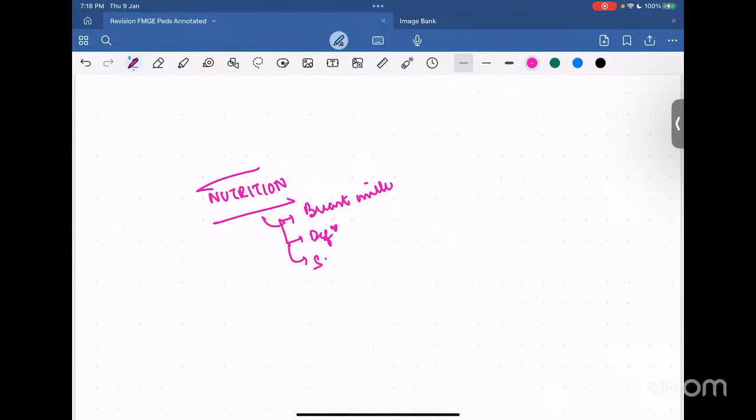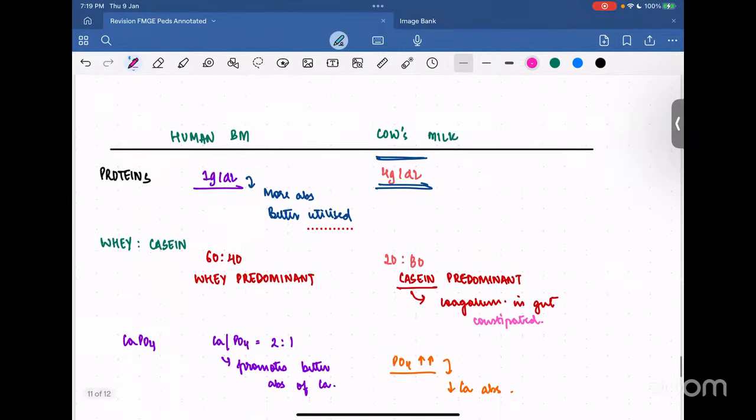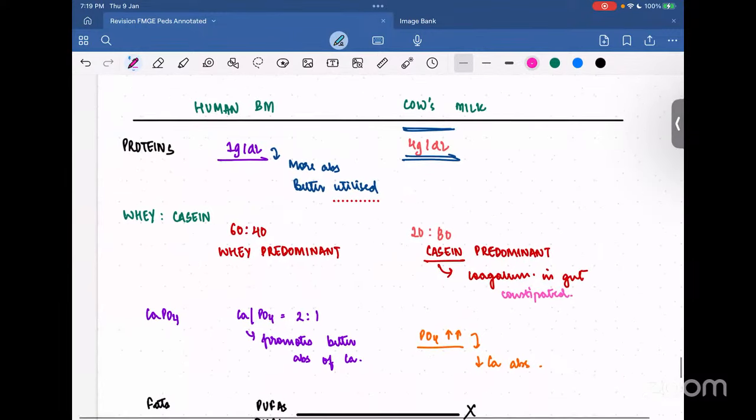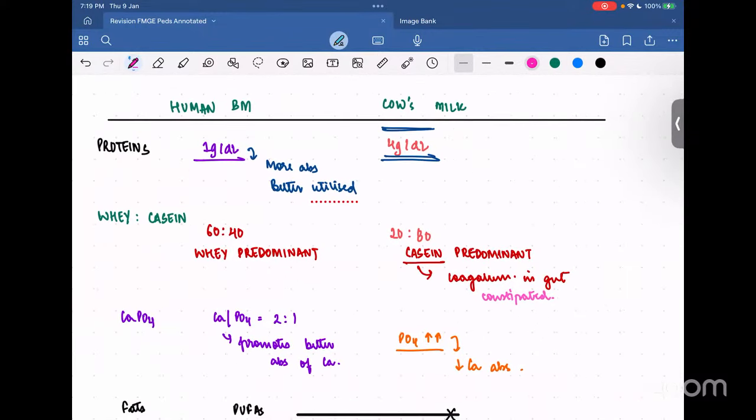And SAM, mostly the criteria for SAM is important. And apart from that, vitamin deficiencies. Vitamin deficiencies is an important topic for your FMG exam. Almost in each and every exam, 2, 3, sometimes 4 questions out of these vitamin deficiencies are asked. It is an overlapping topic between biochemistry, nutrition and pediatrics, right? So let's begin. Firstly, let's talk about human milk and cow milk. That is an important topic, right?